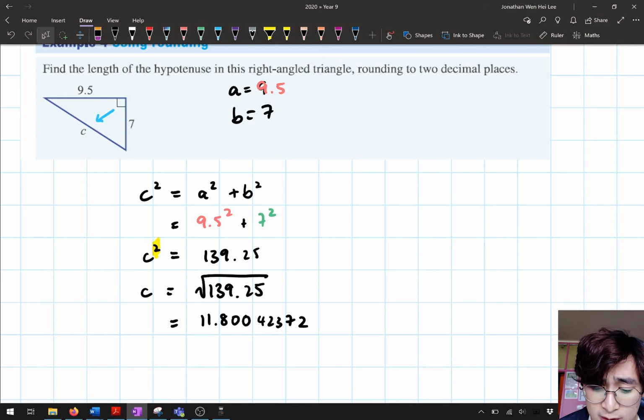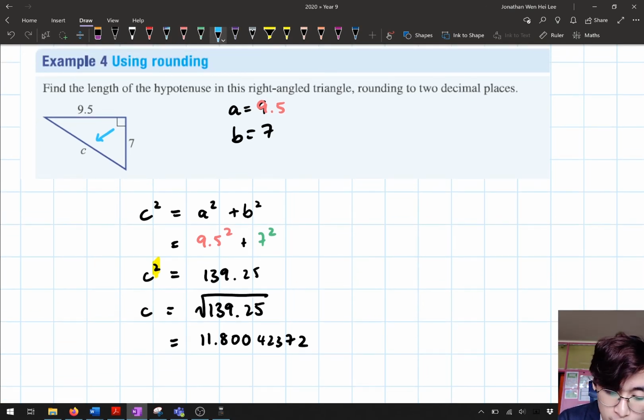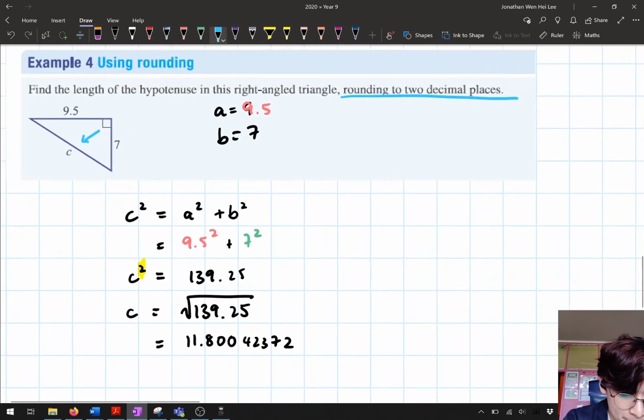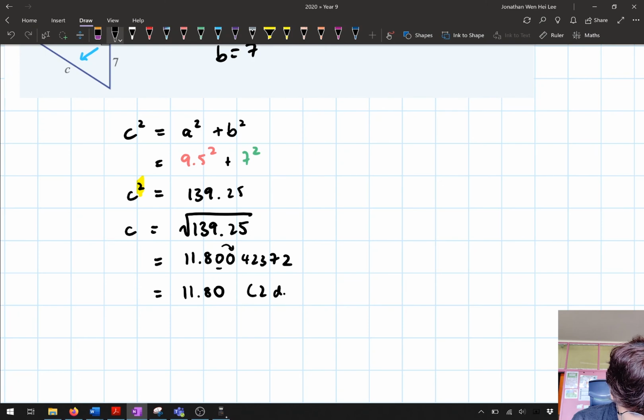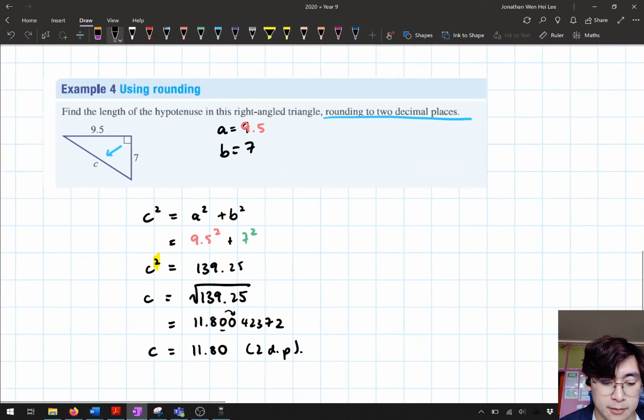Now if you have a look here, we've got this answer for C. But if you have a look at what the question is asking us for, we want the answer to 2 decimal places. So I'm going to have a look at my number. I've got 11.800. I'm going to look at the second decimal place, which is 0. I'm going to look at the next number, 0. I round down, so I don't change the number. So here I've got 11.80, and that's to 2 decimal places. Okay, and that's my final answer for this one here.